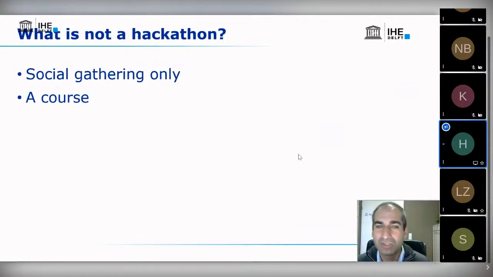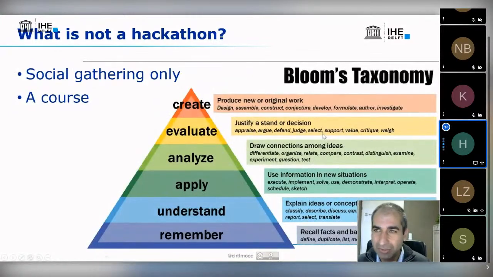It's also not a course. It's not something you do for your studies. And as a lecturer, I can show you these different levels from Bloom's taxonomy that we apply in education. And a hackathon is really at the top of the pyramid. After learning all the concepts and doing all your school and university work, you will hopefully end up at this top of the pyramid. And I hope all participants are at that stage to produce new and original work, to connect dots, to design, assemble, to investigate, and be very creative. And that's what we really ask from you in such a hackathon.